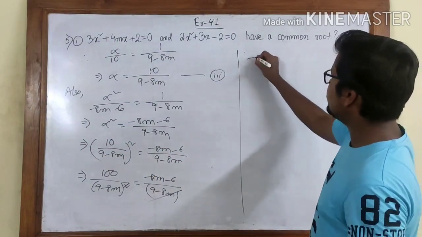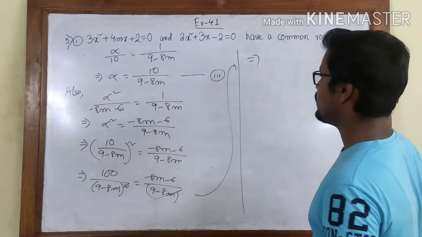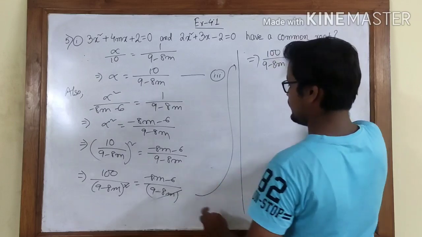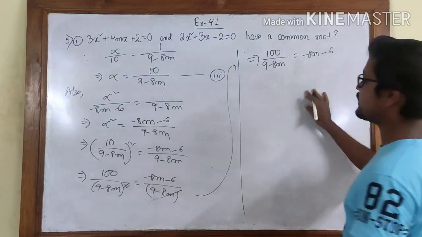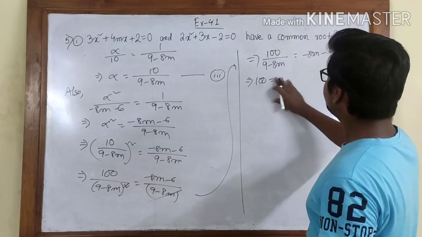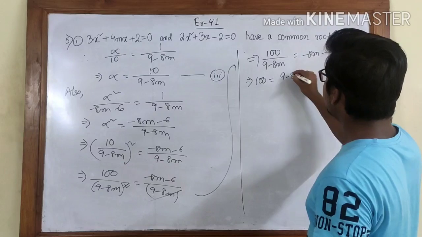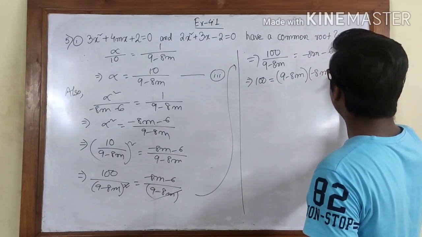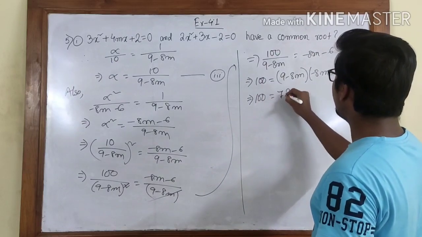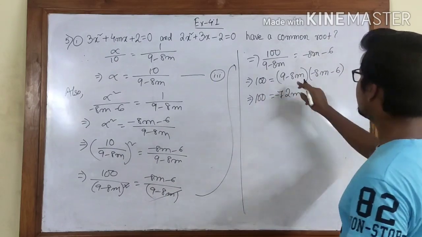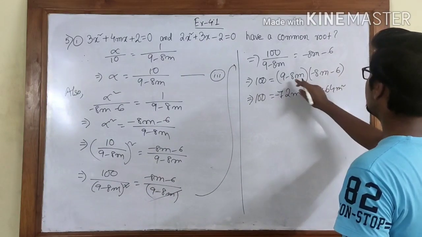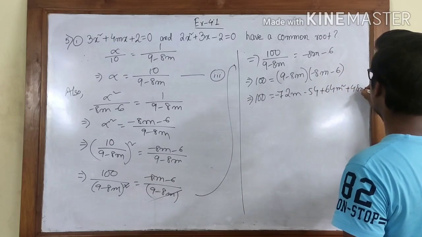Let me continue on this side. So after this we will go here. What do I get? I will have 100 by 9 minus 8m is equal to minus 8m minus 6. Now I will do a side change. I will get 100 equal to 9 minus 8m into minus 8m minus 6. What do I get? 100 equal to 8 9 is 72m. There is a minus, so it will be minus. Then we have minus 54. We have plus 64m square, and we have plus 48m.